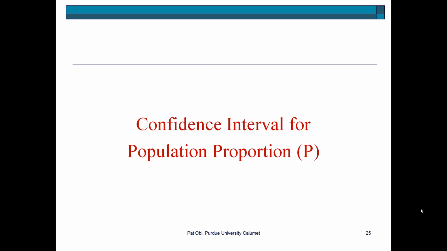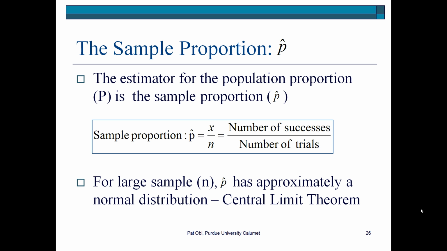This presentation discusses confidence interval for the population proportion. The notation is P. Now recall that the estimator for the population proportion is the sample proportion P hat, and P hat is the number of successes in a Bernoulli process divided by the number of trials.